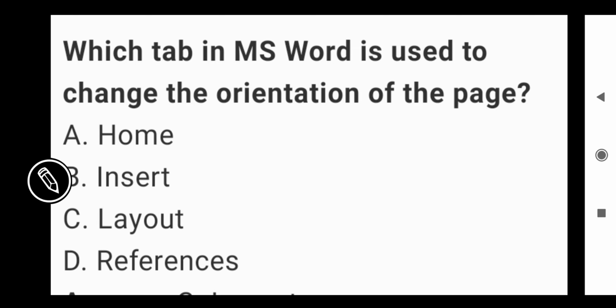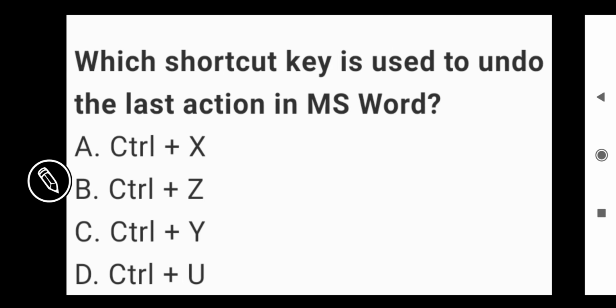Next question. Which tab in MS Word is used to change the orientation of the page? The right answer is option C, layout. Next question. Which shortcut key is used to undo the last action in MS Word? The right answer is option B, Control plus Z.